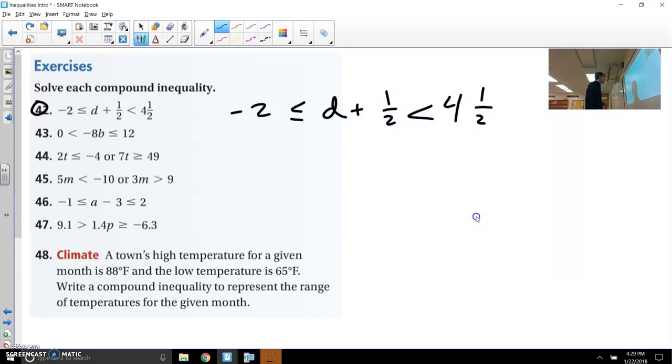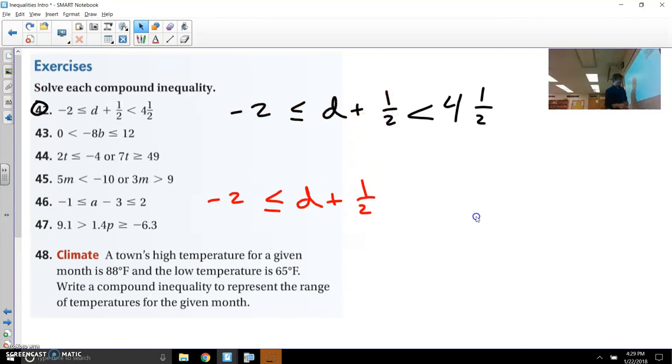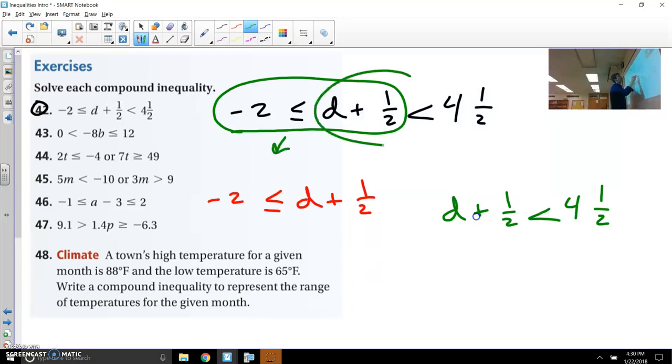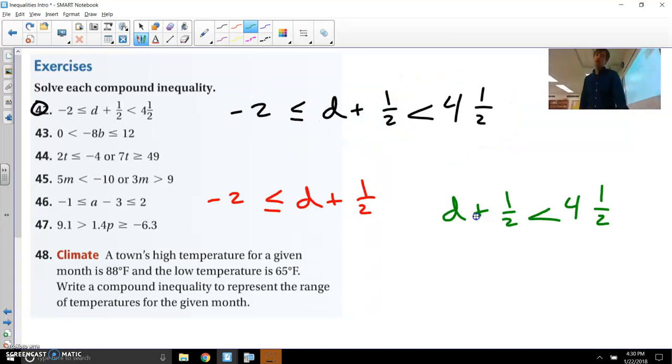Okay? So our goal here is, again, to get the variable by itself, and so I really need to kind of solve moving in both directions. So I kind of showed this setup today. -2 is less than or equal to d plus a half. But I'm going to stop right there because that's one thing I need to solve. And in another case, I need to solve d plus a half is less than 4.5. Okay? These are the two inequalities that I need to complete. So it's like you're kind of working left and then you're moving right. Okay? And it doesn't really matter which order you do them in because you've got to solve both of them.